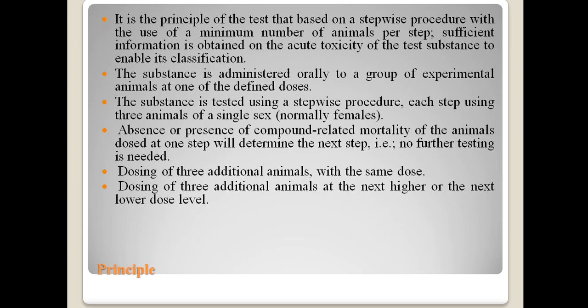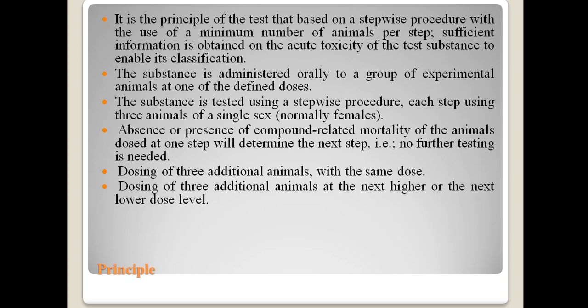The substance is administered orally to a group of experimental animals at one of the defined doses. This point is very important: the test substance is administered orally to a group of experimental animals at one of the defined doses. Now, the substance is tested using a stepwise procedure, each step using 3 animals of a single sex, normally females.